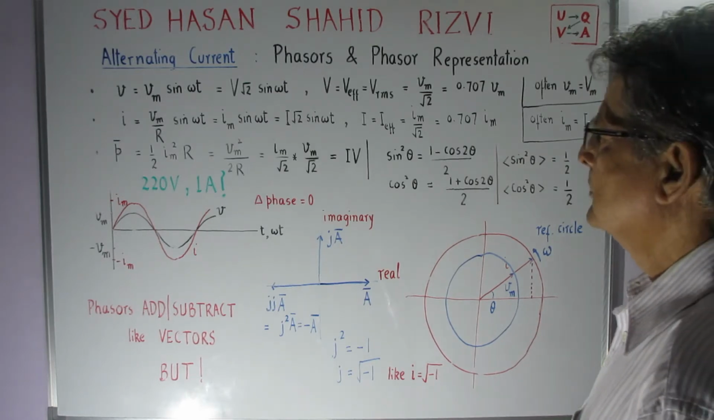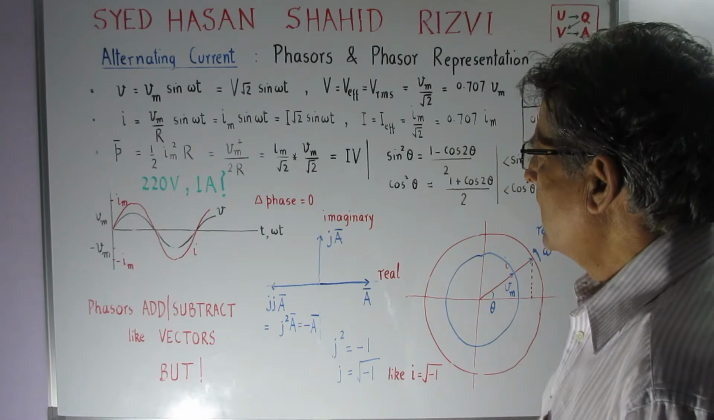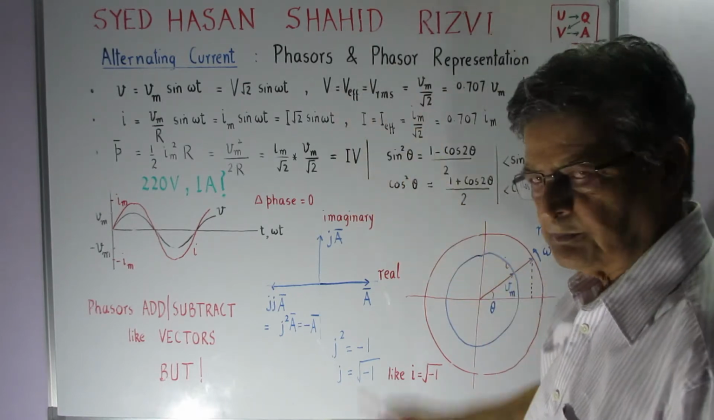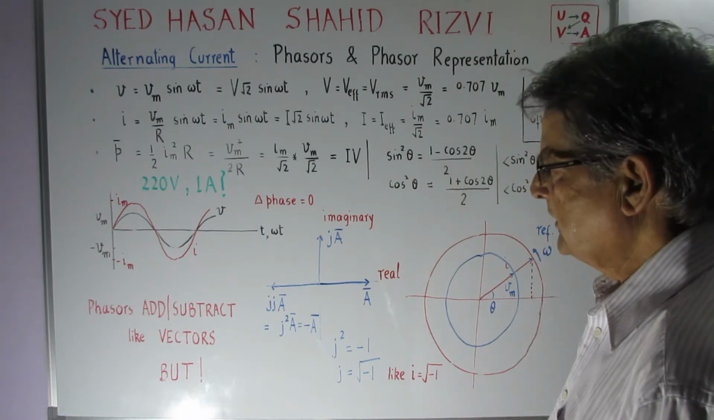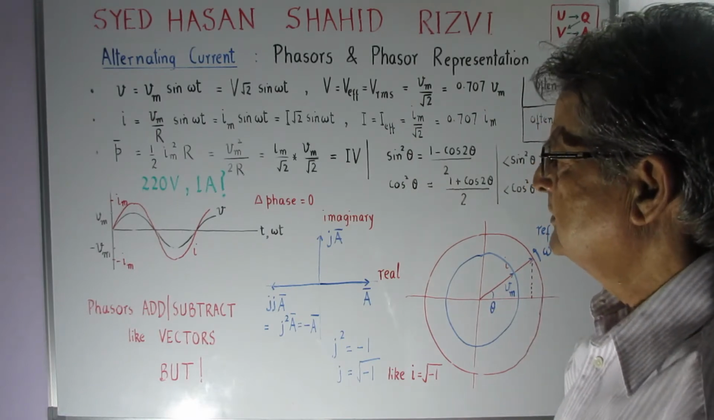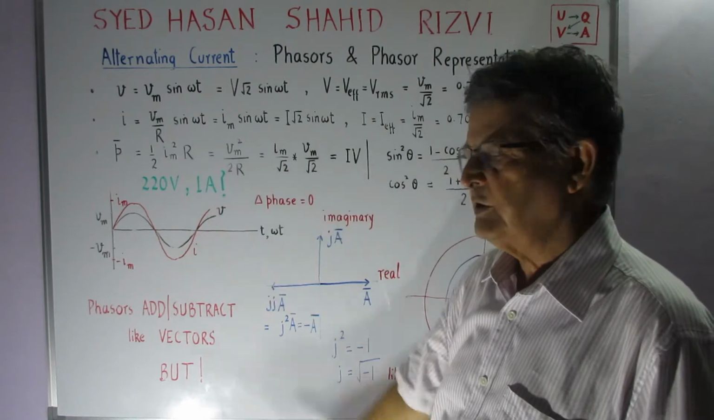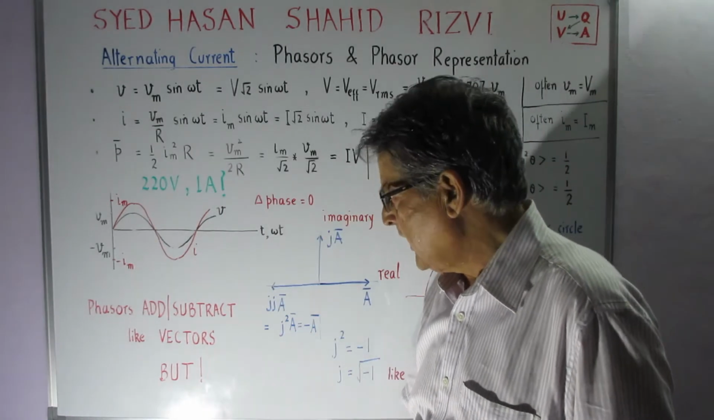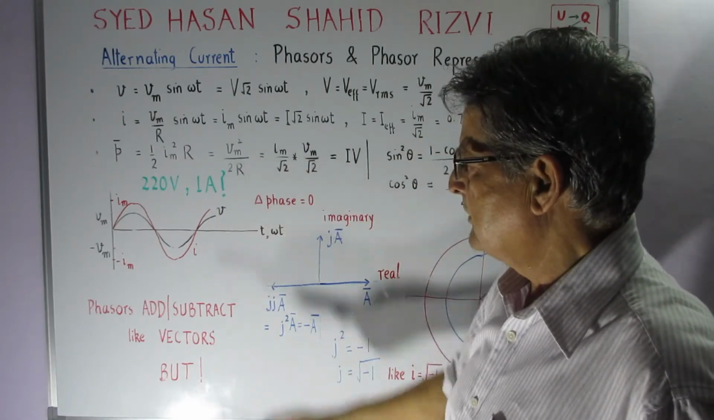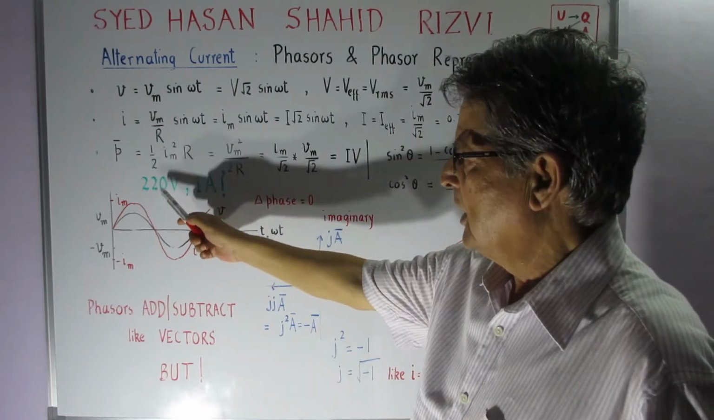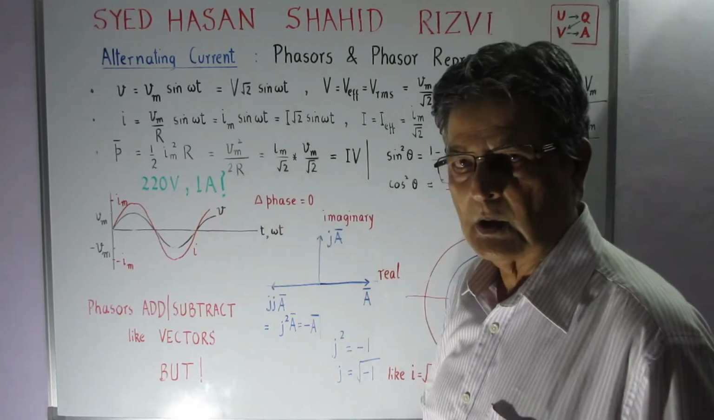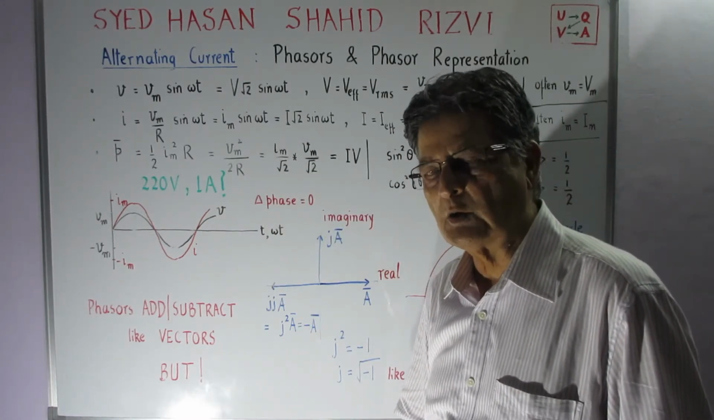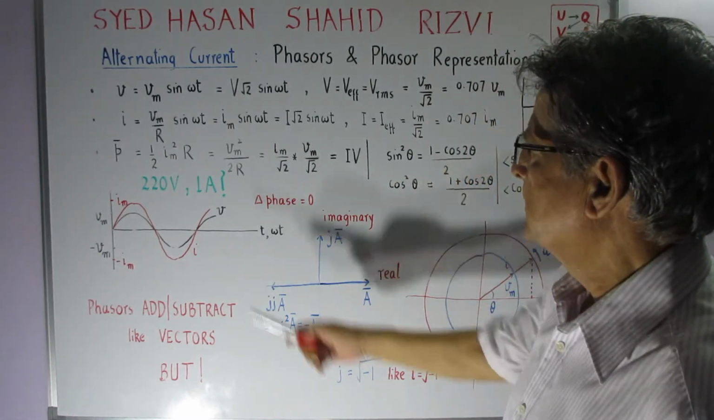But the measurable quantity is this one, okay. And thus, if we say that there is a source of 220 volts like the domestic source that we have, and we are drawing 1 ampere of current, it means these are the effective values, okay. They are not the peak values or the maximum value, which is represented by Vm.